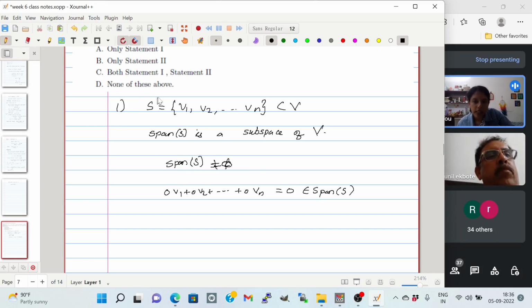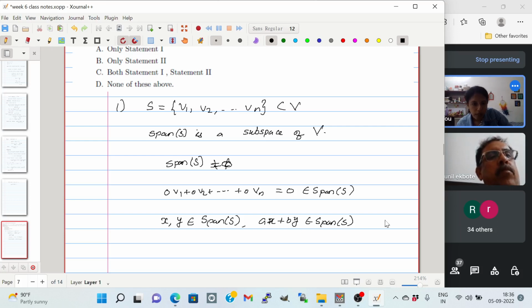Okay. Now to check whether span S is a subspace of V, we need to check if we take two elements x and y in span S, whether ax plus by belongs to span S or not.